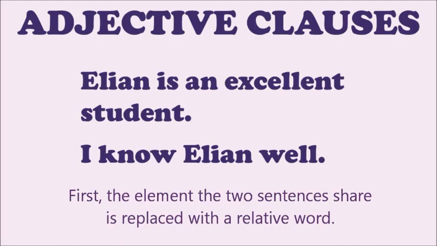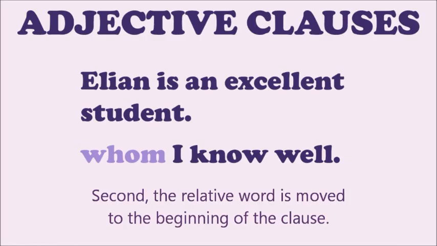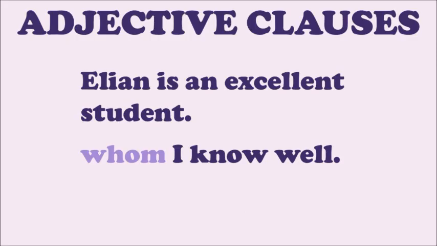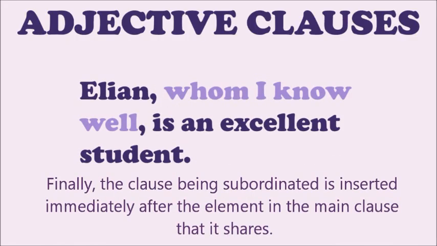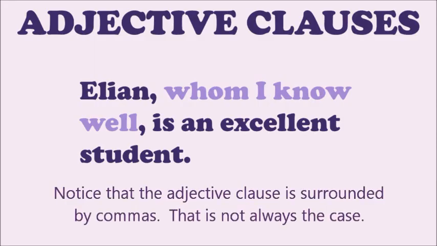First, the element the two sentences share is replaced by a relative word. Second, the relative word is moved to the beginning of the clause. Finally, the clause being subordinated is inserted immediately after the element in the main clause that it shares. Notice that the adjective clause is surrounded by commas. That is not always the case.